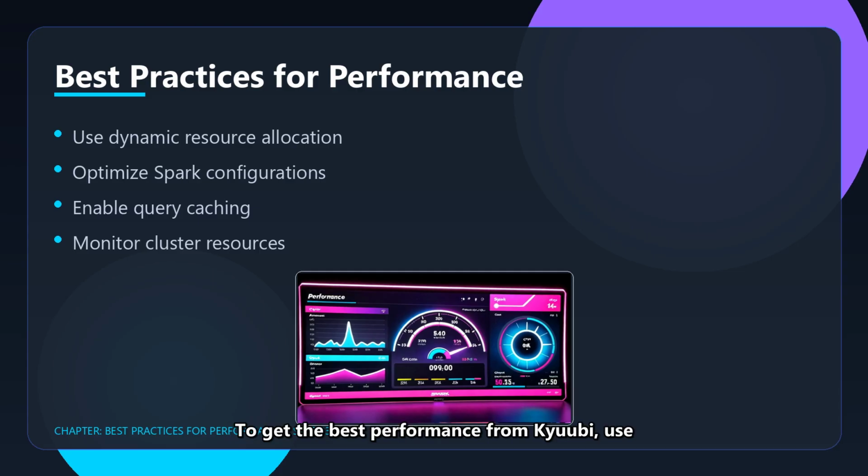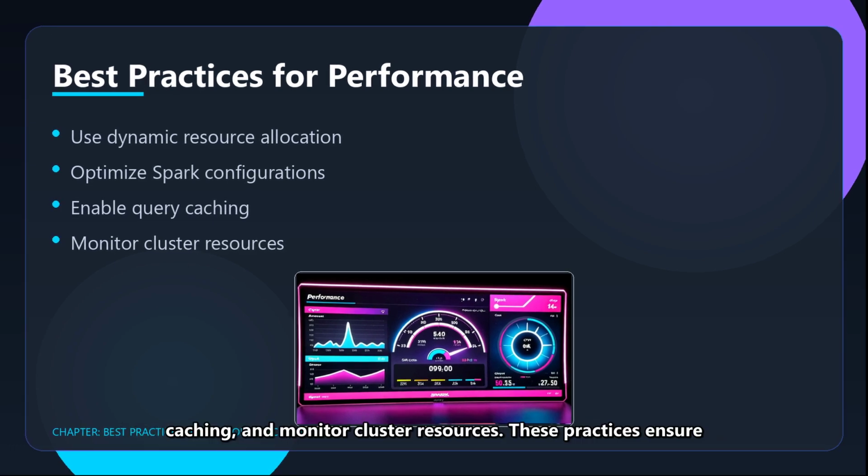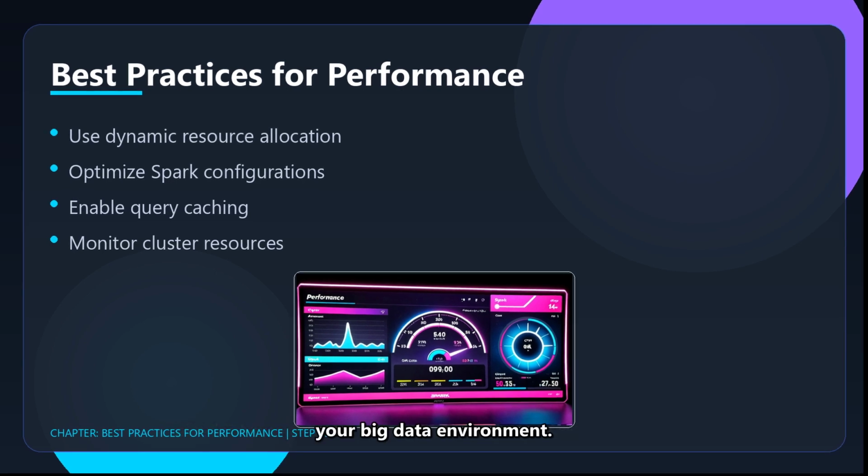To get the best performance from Kyuubi, use dynamic resource allocation, optimize Spark configurations, enable query caching, and monitor cluster resources. These practices ensure efficient query execution and optimal resource usage across your big data environment.